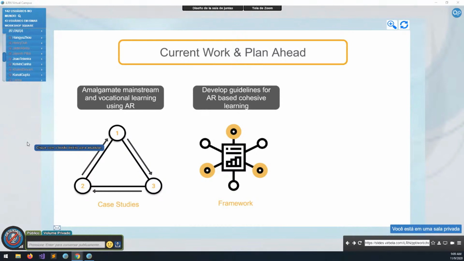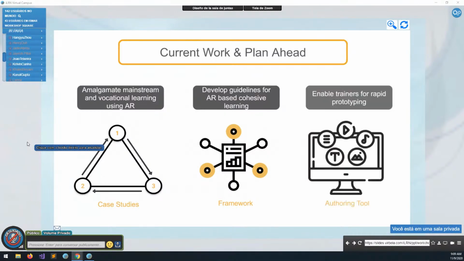The next step would be that based on the insights from these case studies, we plan to develop a framework or understanding as to, if people want to create or develop in this area, what guidelines they can follow to create effective learning mechanisms. And then finally, create a basic prototype of an authoring tool which can enable the trainers themselves to do rapid prototyping and development of such learning modules.